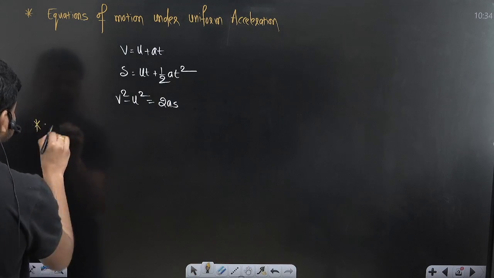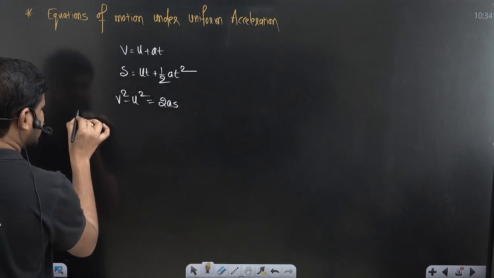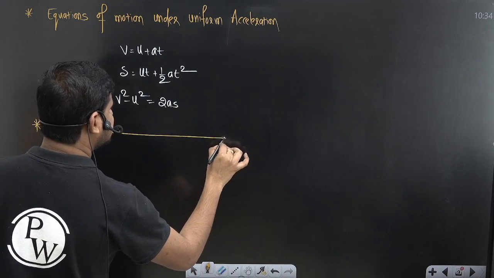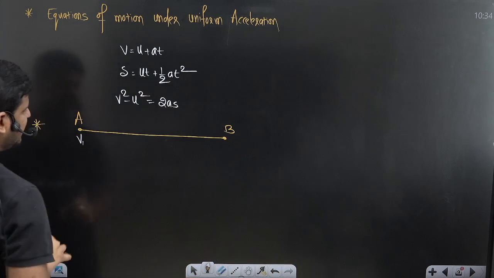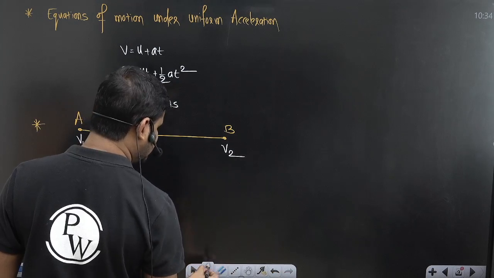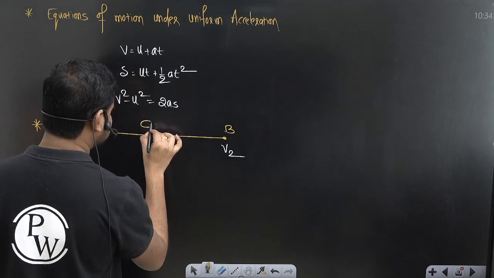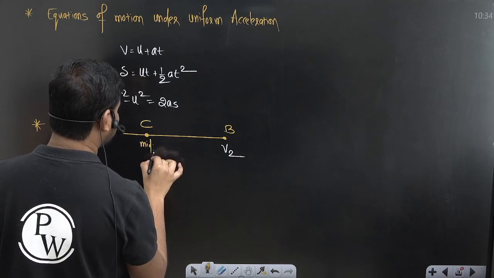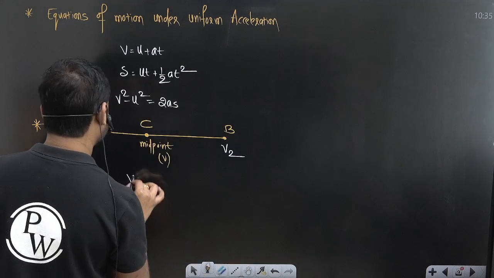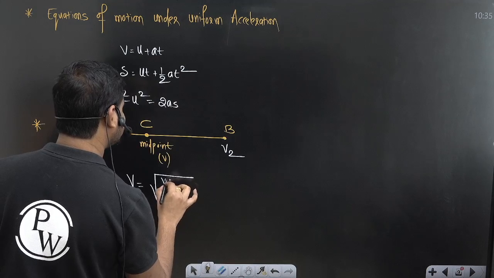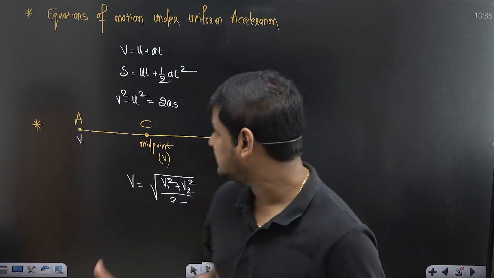So what are the standard results? Tell me, what are the standard results that we discussed? Let's suppose a body has started from point A and then it reached point B. The velocity at A is v1, and the velocity at B is v2. Now what is the velocity exactly at the midpoint? C is the midpoint. Let the velocity be v. What is that v formula? So v is equal to square root of (v1 square plus v2 square) by 2, right? This is the standard result that we have seen.